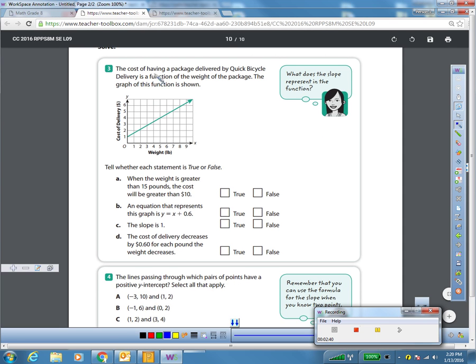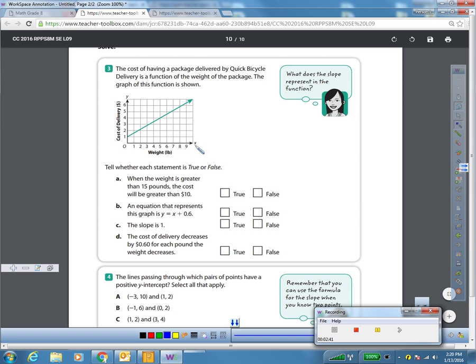The cost of having a package delivered by Quick Bicycle Delivery is a function of the weight of the package. So it looks like as the weight increases, so does the cost of delivery. Tell whether each statement is true or false. When the weight is greater than 15 pounds, the cost will be greater than $10. Well, let's see here.